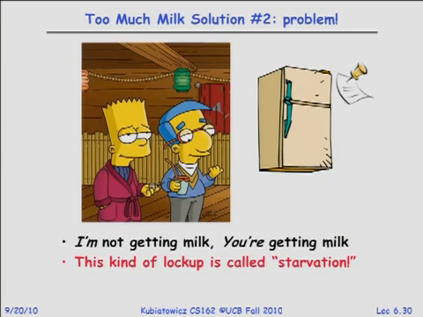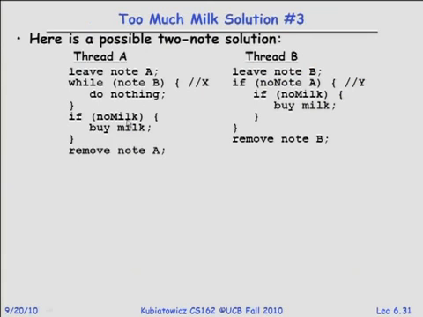Okay, are we ready for solution number 3? Here is another two-node solution. Now this is a little more complicated, so look at it carefully. Notice how thread A leaves node A, and then it says, well, if there is a node B, I'm going to wait. And then finally, I'm going to check and see if there's no milk, buy milk, and exit. And then B doesn't quite do that. It just says leave a note. If there's no note for A, do it. Otherwise, don't do anything, and then remove my note. Okay, so you see how these are slightly asymmetric. They're not quite the same thing.